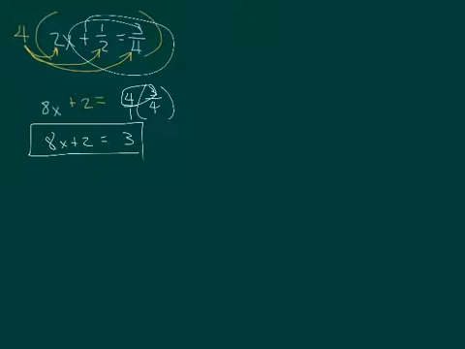And then we can subtract 2 from both sides to get my 8x all by itself. And so now I have 8x equals 3 minus 2 is 1. Divide by 8. Divide by 8. Those cancel. X equals 1 over 8.